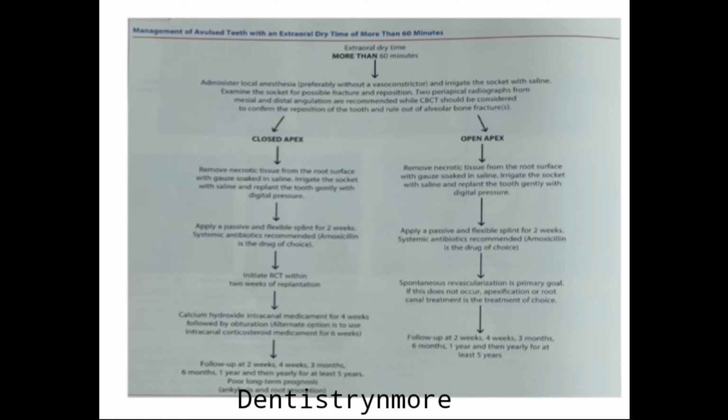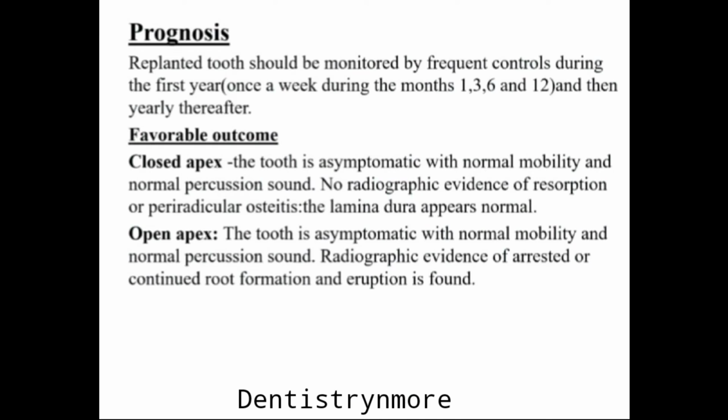After that, spontaneous revascularization, apexification or root canal treatment is done and follow-up is also done. Next one is prognosis. This replanted tooth can be monitored by frequent controls during the first years, that is once a week during the month, then at 1, 3, 6 or 12 months, and then yearly thereafter.